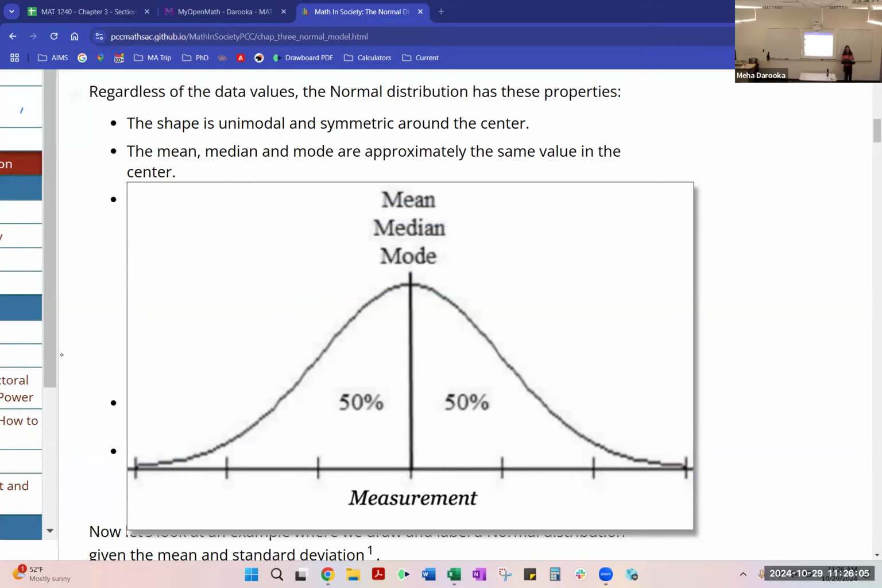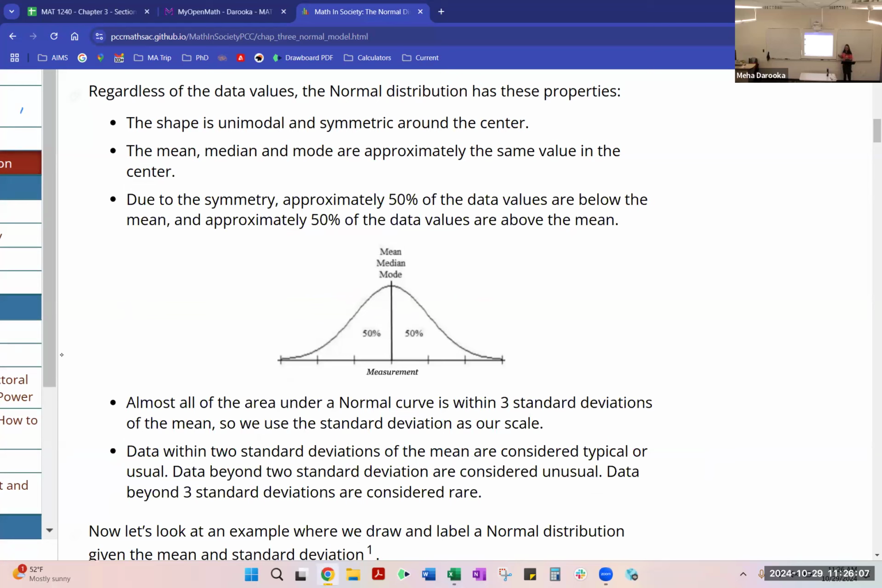Let's make this smaller. Also, they are telling us almost all of the area under the normal curve is within 3 standard deviations of your mean, and that data within 2 standard deviations is considered typical or usual. Anything beyond 2 standard deviations, as we talked about, will be considered unusual. Anything beyond 3 standard deviations would be a very, very rare case. Okay, so those are some of the properties.